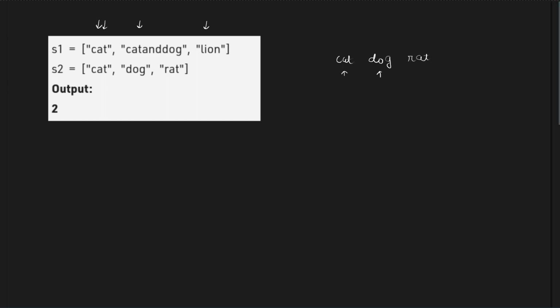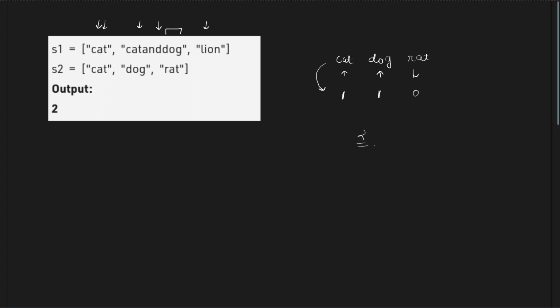Now from the first string cat, it has contributed 1 to my answer. Now for the second string in S2, which is dog, you see that the second string in S1 has dog as a suffix, right? It has dog at the last, so this will also contribute 1 to my answer. Now for the third string in S2, rat, it is nowhere present in the list S1, so it will not contribute to my answer, and its contribution will be 0. So the total answer will be 2.